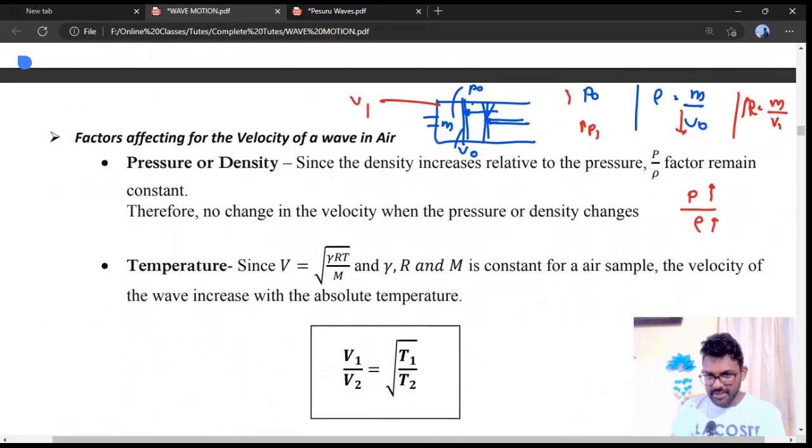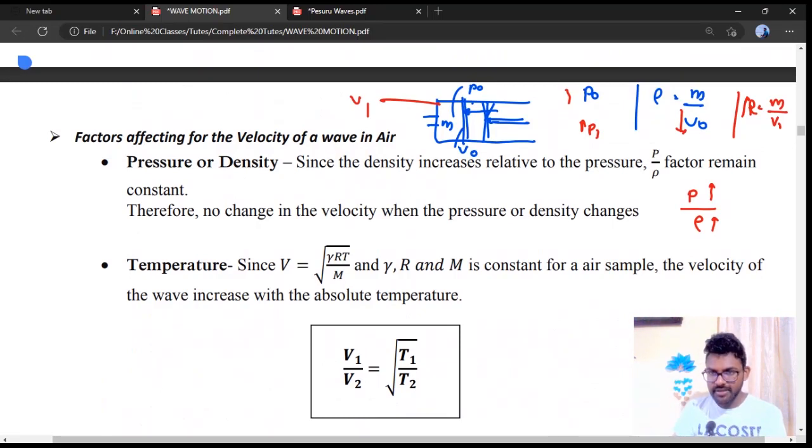But if you need to change the pressure, the way we can do it is either introduce some mass, then the density increases, or reduce the volume. That way also the density increases. So both pressure and density increase. If one increases over the other, let's say keeping the density constant, if the pressure increases, then there will be a significant change in the velocity. But the pressure and the density are both increasing at the same time, so there won't be an effect on that.